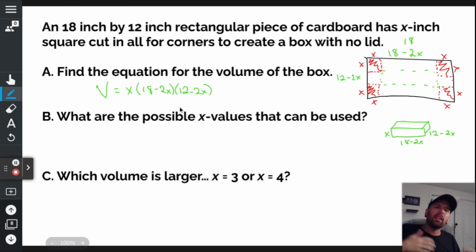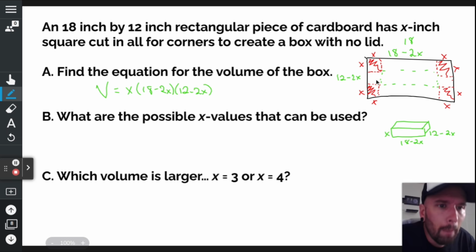Now let's use common sense here for B. What are possible X values that can be used? I'm not going to try cutting out like 10 inches and 10 inches. If you do that, you have no box. If this whole thing is 12, you can't cut out 10, because you're subtracting away 2 times, you're subtracting out 20 inches. So how are you going to cut out 10?